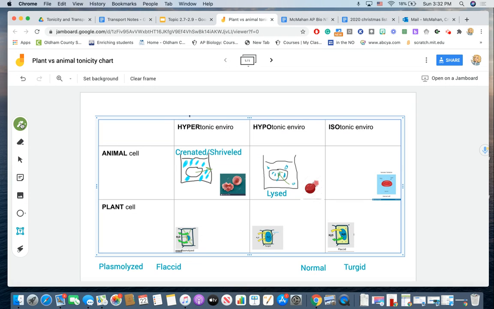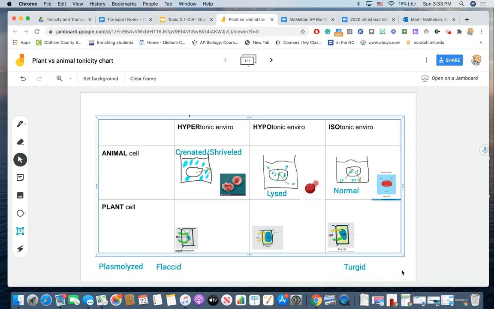Our last scenario is what happens in an isotonic environment. Here is our beaker again. Here is our cell. Isotonic is the same number of solutes inside and out, so I'll put 2 solutes inside and 2 solutes out. What happens to water? Keep in mind, we talked about water not stopping its movement, but in an isotonic relationship, it will move into the cell and out of the cell at equal rates. This is the preferred situation for an animal cell. In this environment, that cell would be considered normal.